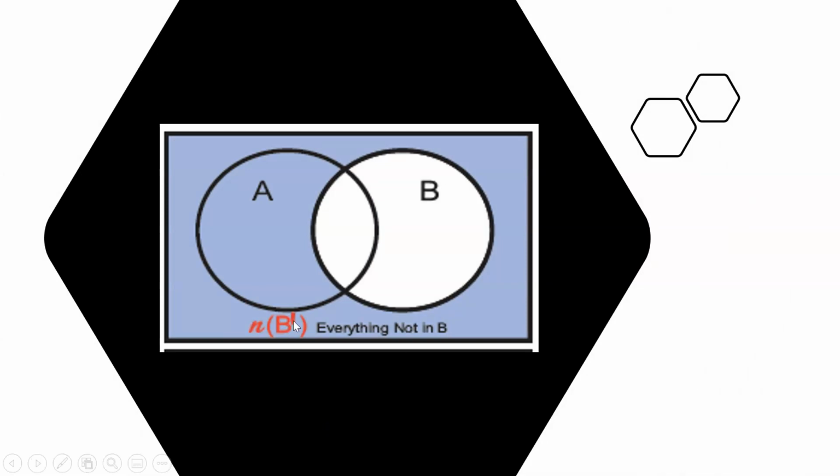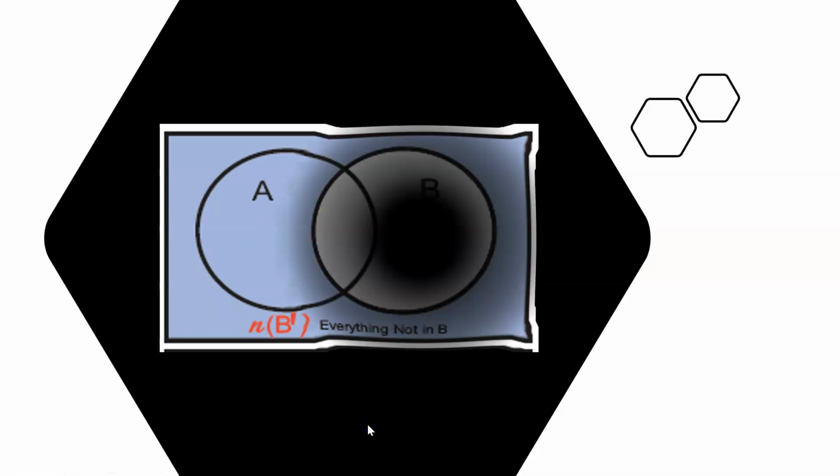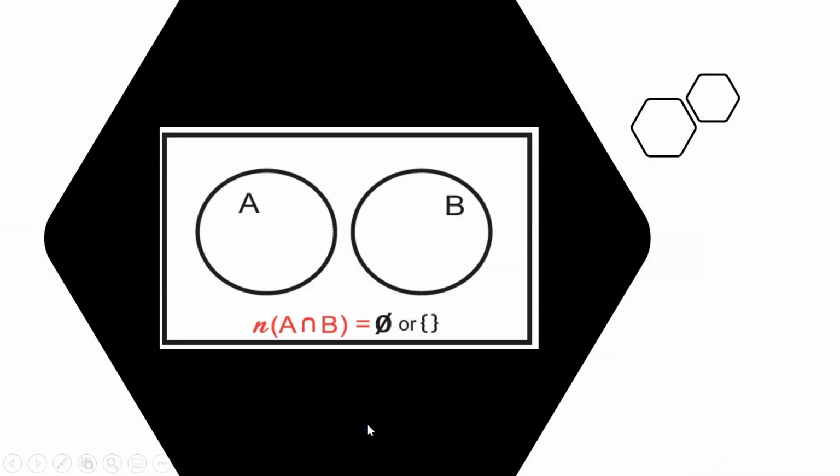And here we're showing the opposite of B. So we are showing everything that falls anywhere which is not within B. So everything highlighted is outside of B. And here we're showing some sets that are mutually exclusive. They do not overlap at all, and therefore in the intersection between A and B there is nothing.